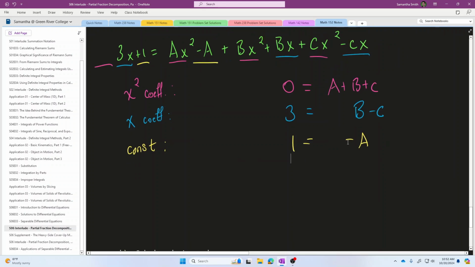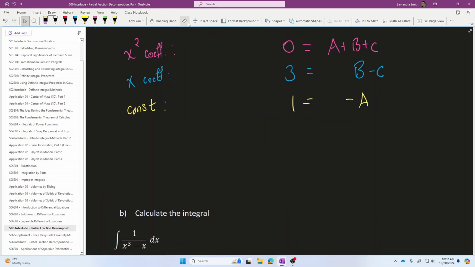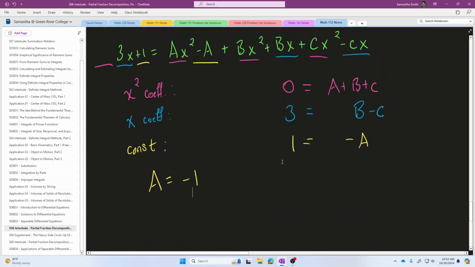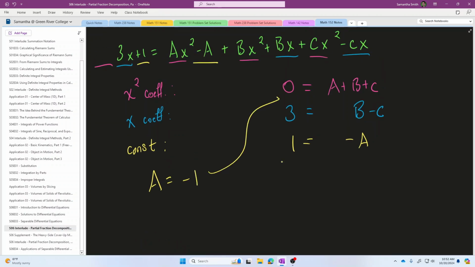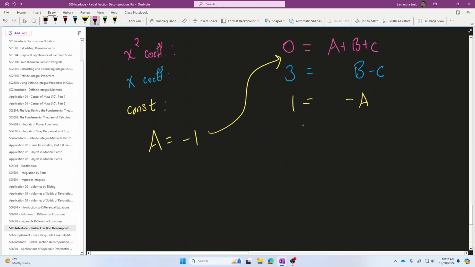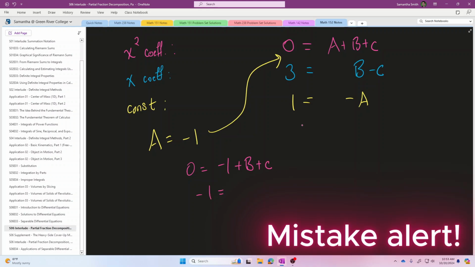So now I have a system of 3 equations, which is what I need for 3 unknowns, and let's use the method of substitution, for example, to help us to solve this. The first equation immediately tells us that a is equal to minus 1. And if I put that information into the first equation, then that tells me that 0 is equal to minus 1 plus b plus c, which means that minus 1 is equal to b plus c.